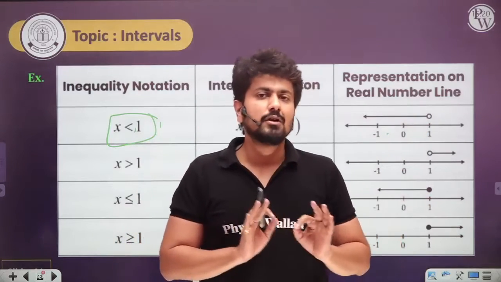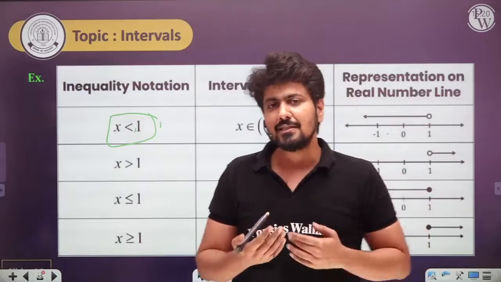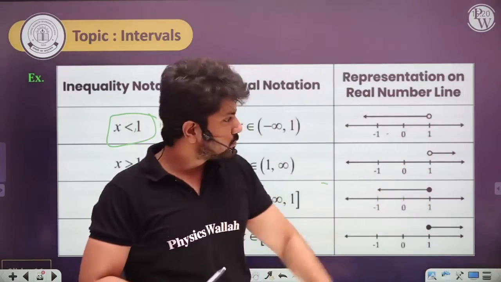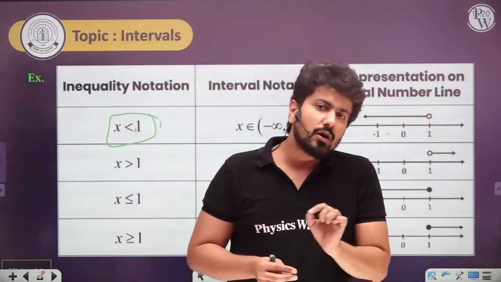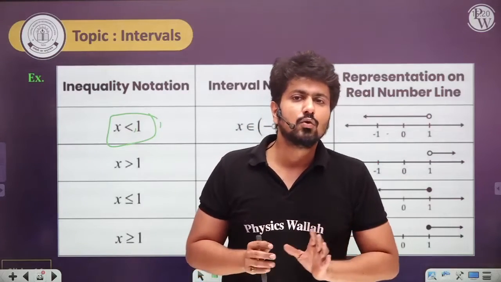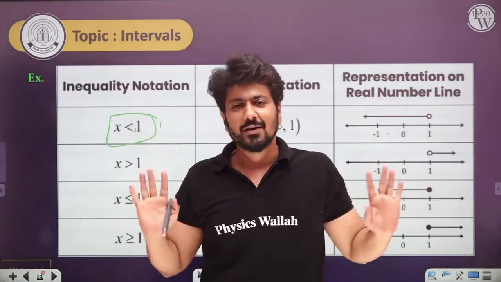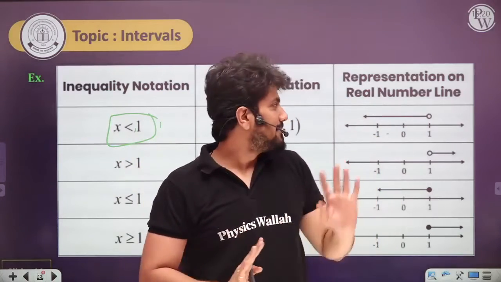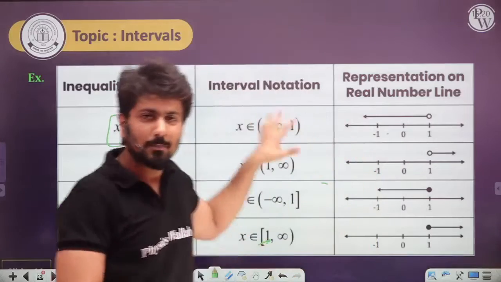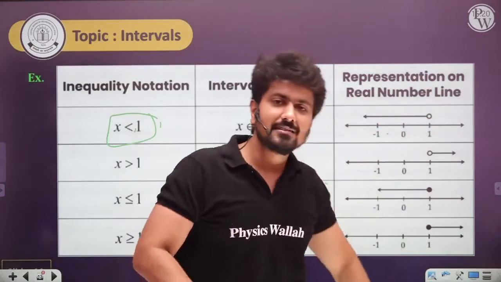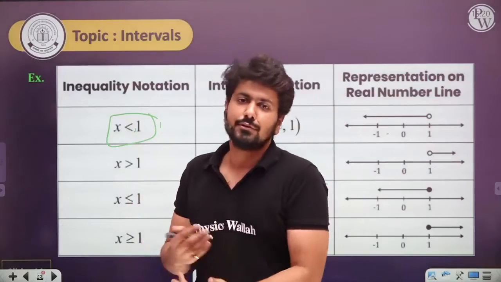It's very important for you to understand how we represent it on the number line. So there's a hollow circle on the 1. This hollow circle means that we are not including 1. I know you want to see what is written right behind me. I'll show that part to you, but for now just ignore it.